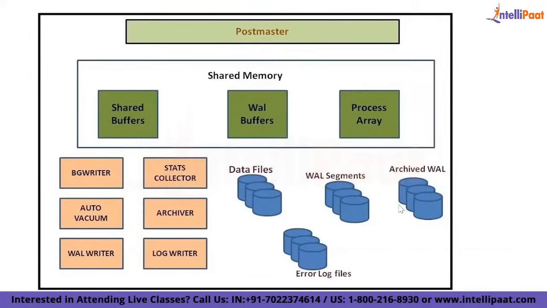To preserve the WAL segments, you have archiving. You can enable archiving on a Postgres database so that you can copy these WAL segments. The archiver process, which you can see here, is one of the processes responsible for copying the WAL segments into some archive location.